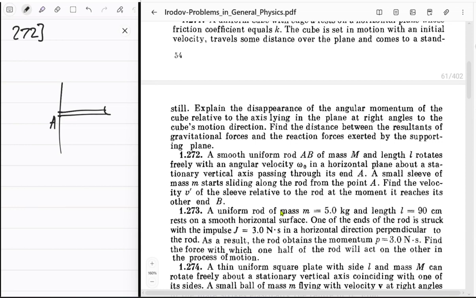Find the velocity v dash of the sleeve related to the rod at the moment it reaches its other end B. I think I did this question once, like I completely did it, but now I just don't have that memory. I don't want to do the pseudo forces stuff anymore. Just use angular momentum, right? Just use angular momentum, and then that's gonna do the thing. Oh god, this is not good.